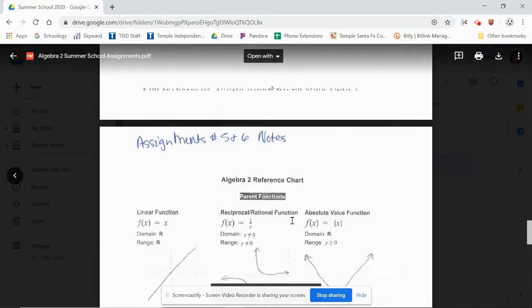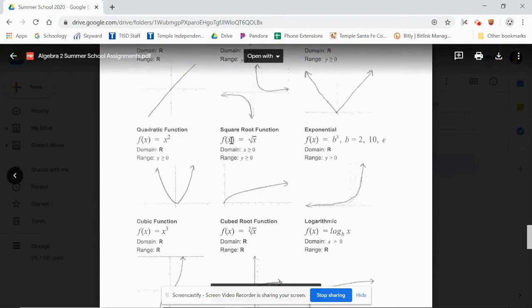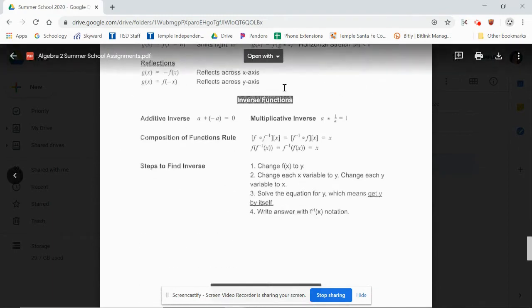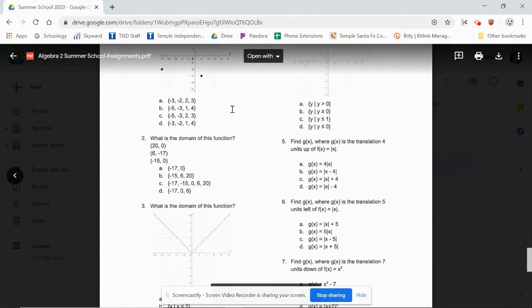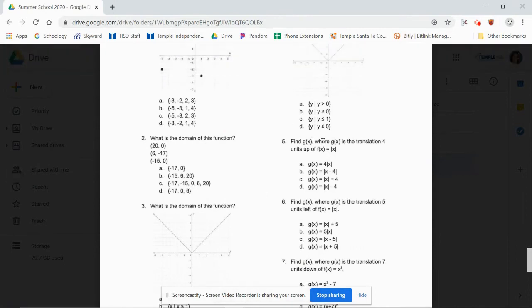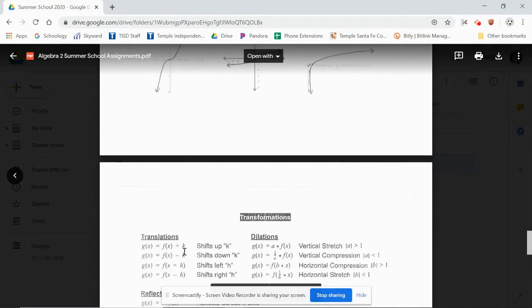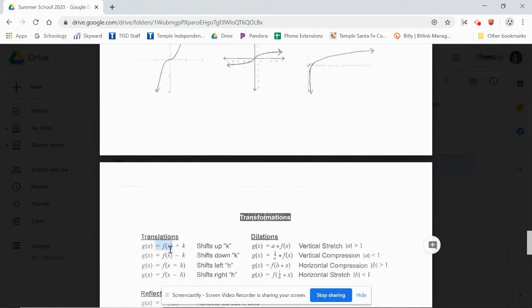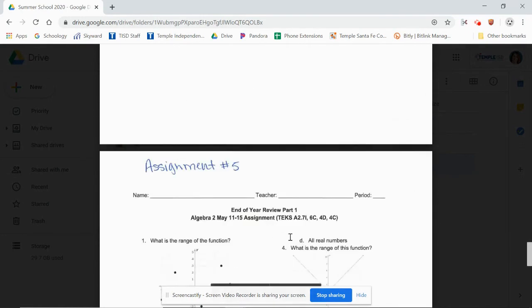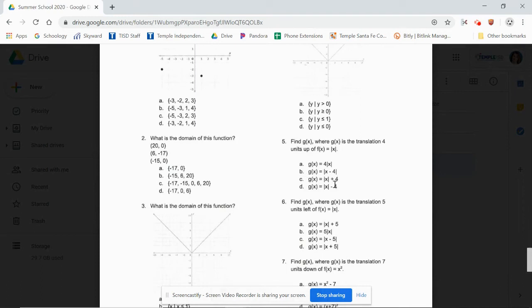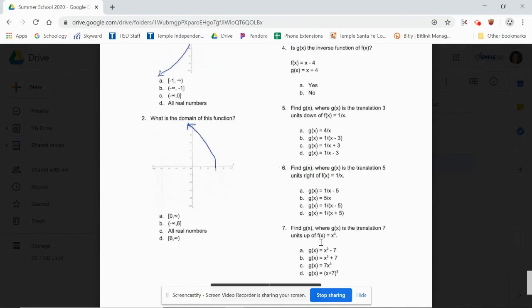I've also included a reference chart for the last two assignments. It shows you all of the different parent functions as well as the transformations. And then you'll answer questions. Question like number 5, g of x is a translation up of the absolute value. So if you look at your reference, something that's up should be whatever the f of x is, in this case absolute value of x, plus k. So which one is absolute value of x plus k? Plus, in this case, 4, because 4 is k. And you'll just use those same references for each of the last two assignments.